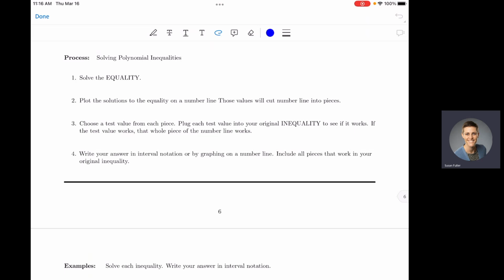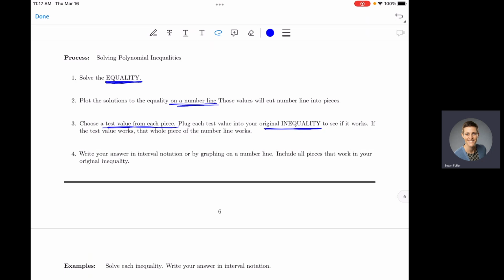So to solve polynomial inequalities, the first thing that you're going to do is replace your inequality symbol with an equal sign. And I want you to solve the equation first. The solutions that you get out of the equation, you're going to put those on a number line and cut it into pieces. And then once you have that cut into pieces, you're going to choose a test value from each piece of your number line and plug each test value into your original inequality to see if it works or not. If the test value works, that whole part of the number line works.